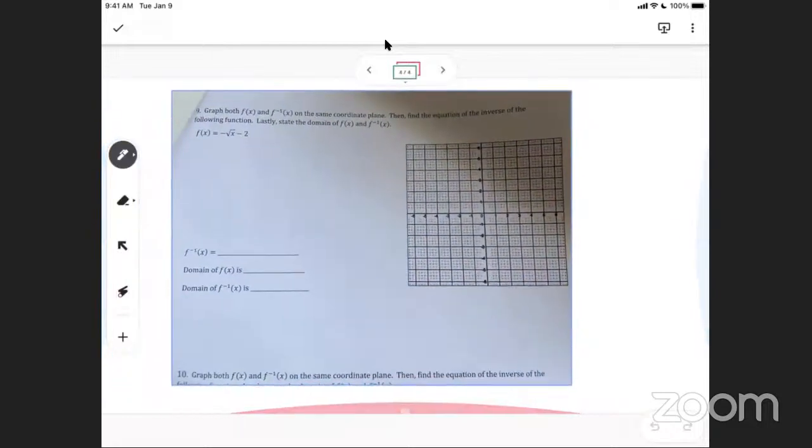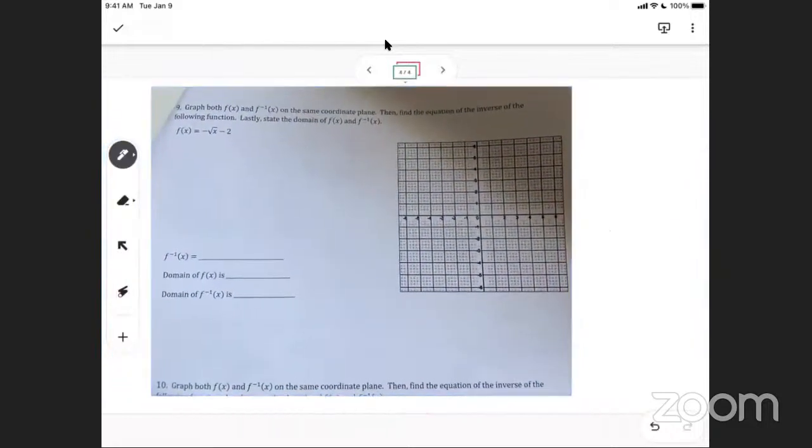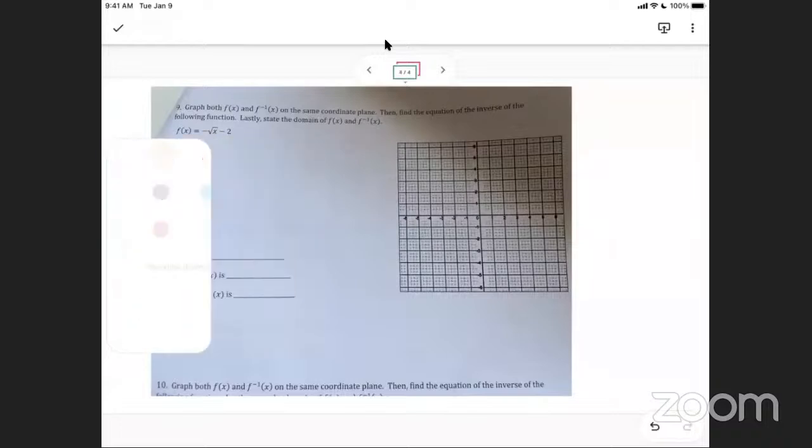So this problem says, okay, we're doing inverses now. They want us to graph the inverses on the same coordinate plane. To find the inverse, let's first graph this one. I'll do this in yellow. This graph is going to be the square root function, which normally goes like this, but it's shifted down 2 and it's flipped over the y-axis. So it first gets flipped here and then it gets shifted down 2.